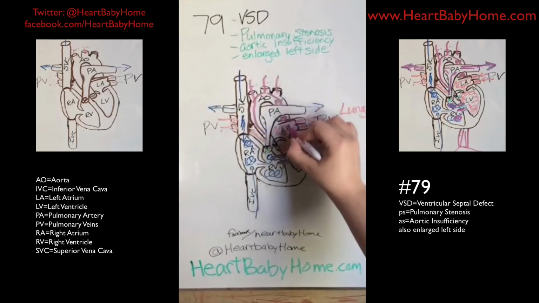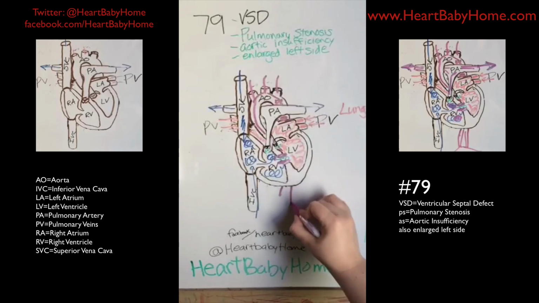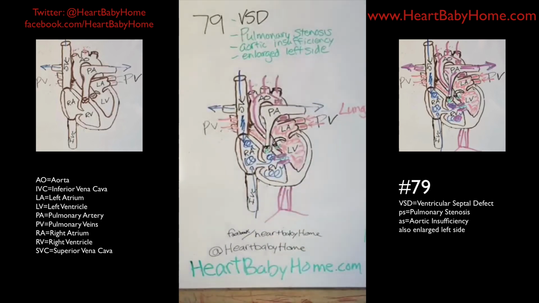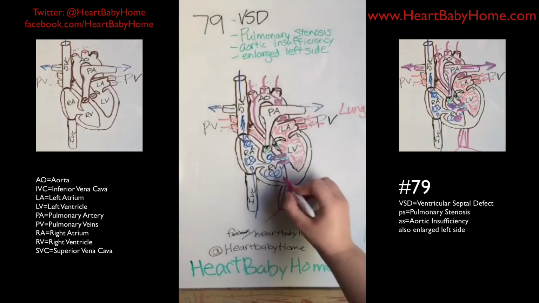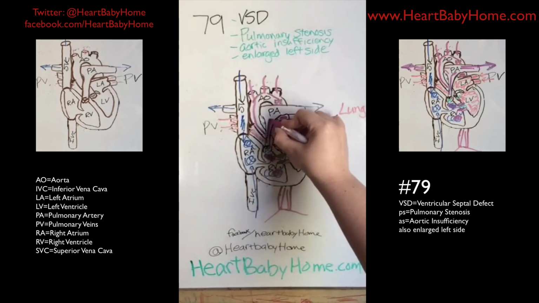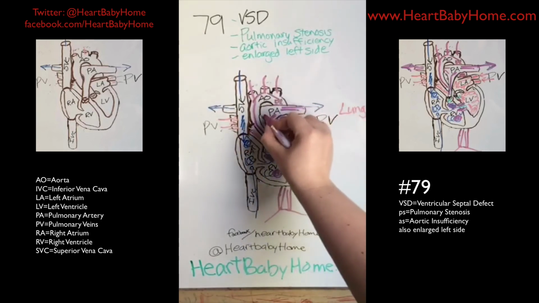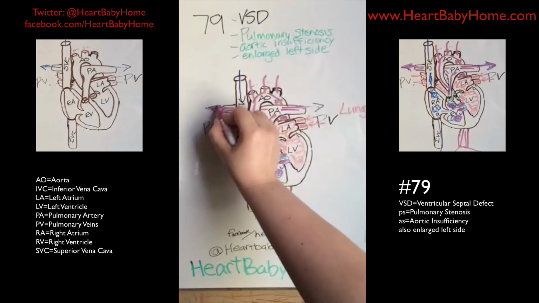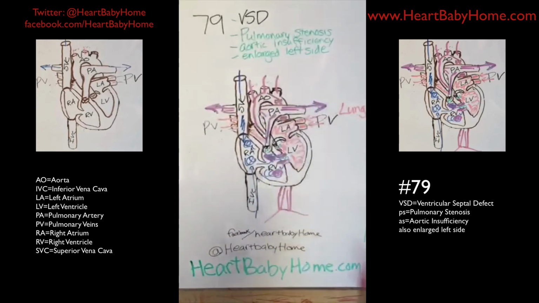And this actually comes down here behind the heart and goes here and goes out different places. And then this also gets mixed, and so normally this would be oxygen depleted blood, but like I said, since the VSD, then it mixes and then this goes out to the lungs. So it's just not as efficient, and so the heart is having to work harder. And that is heart number 79.